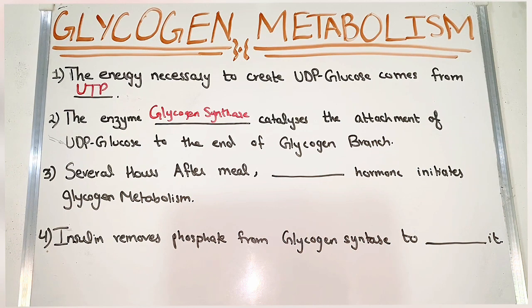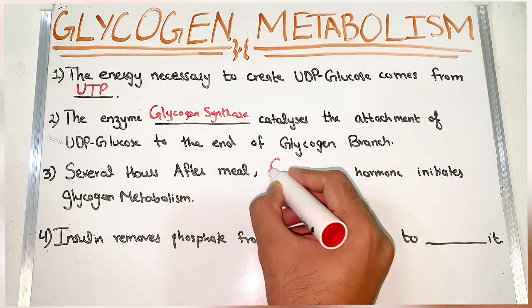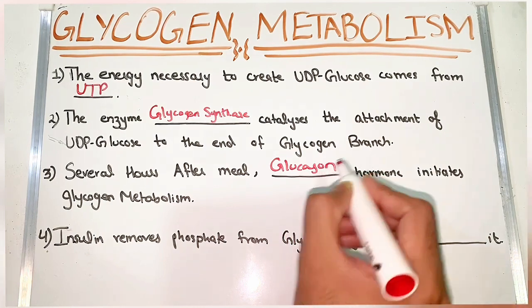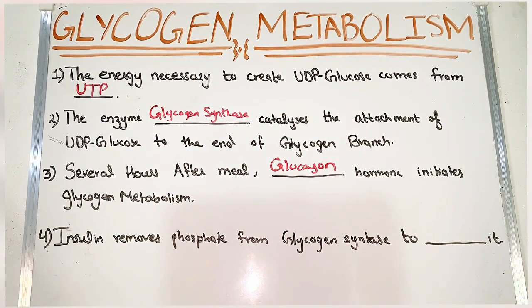The third question is, after several hours of the meal, dash hormone initiates glycogen metabolism. I will modify this question a little bit: glycogen to glucose. In glycogen metabolism, the hormone is glucagon. As we know that insulin initiates glycogen production and glycogen breakdown is initiated by glucagon.